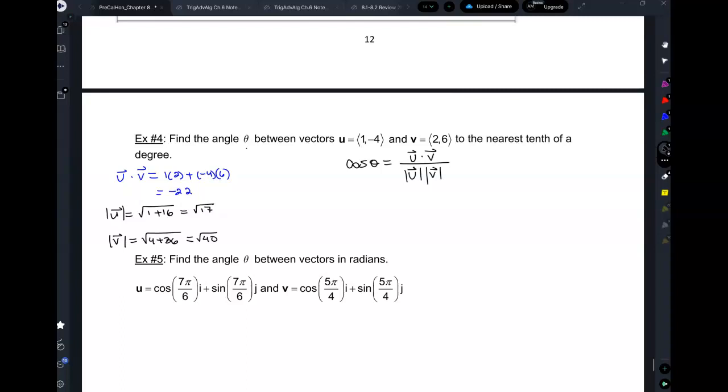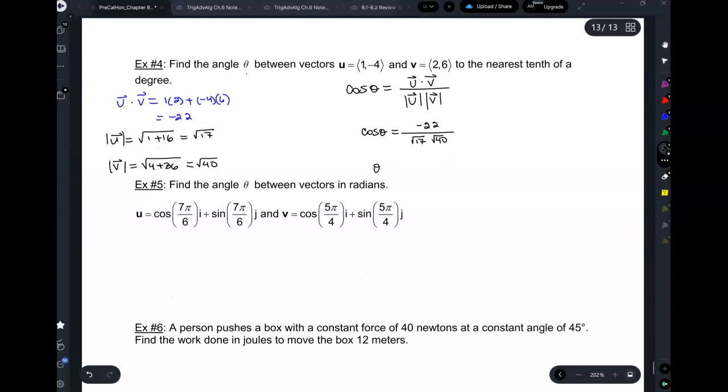So let's plug it in here now. So cosine of theta is U dot V, -22, over root 17, root 40. Okay? So I plug it into my calculator. Theta is inverse cosine. And to reduce your keystrokes, you would do -22 over the square root of 17 times 40. Okay? So we have to just plug it into the calculator, inverse cosine, and that gives you 147.5.